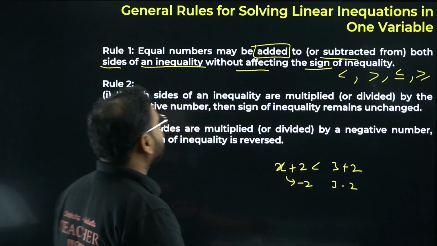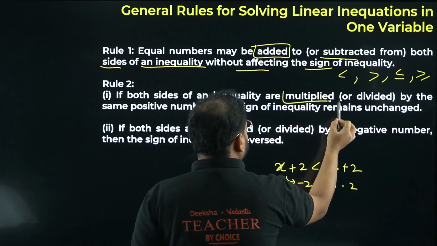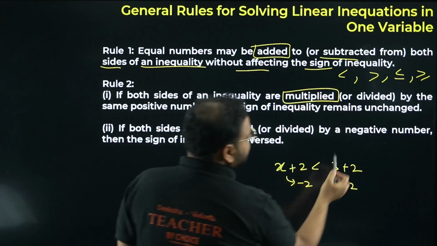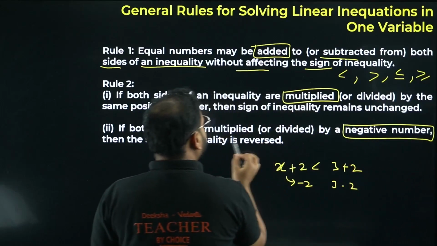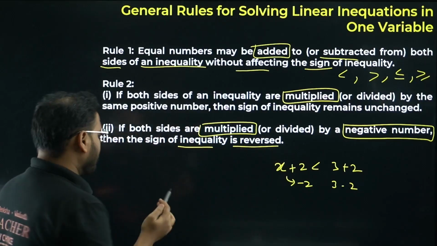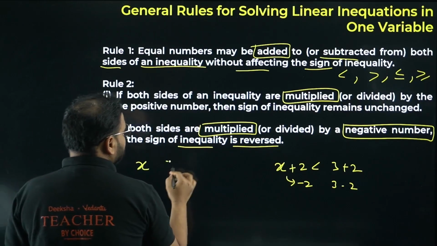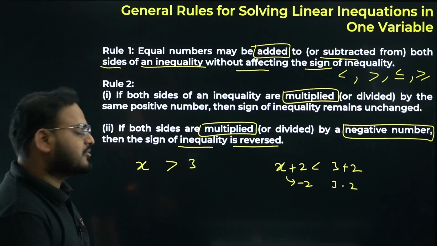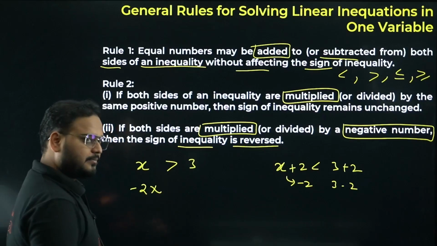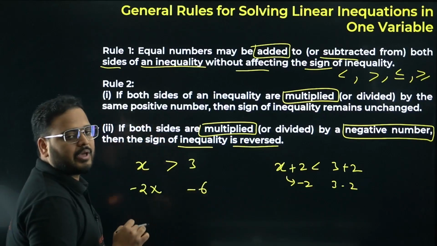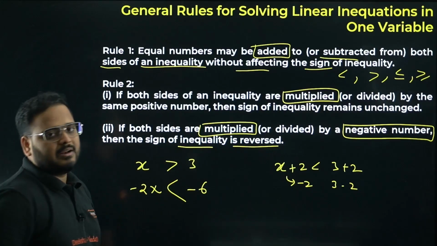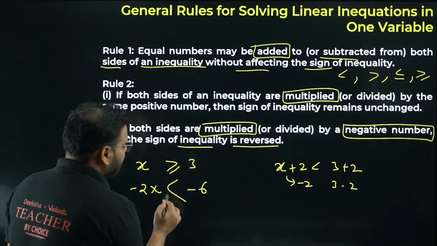But if you are dealing with multiplication and you are multiplying with a negative number, what will happen? The inequality will reverse. Think about it. If I have, let's say, x is greater than 3, and I want to multiply minus 2 to both sides, I'll have minus 2x and minus 6, but the inequality will reverse. It was greater than, it will become less than. If it was greater than or equal to, it will become less than or equal to.